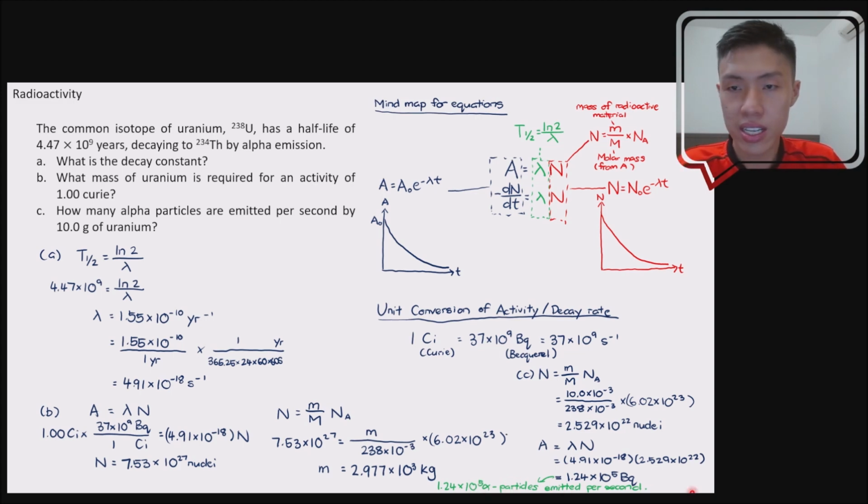I think this is also a very interesting question because it relates many different quantities, involving half-life, decay constant, activity, and mass, all in a single question. So I think it's good practice to use this question to understand how all of the equations are used to relate the different quantities.